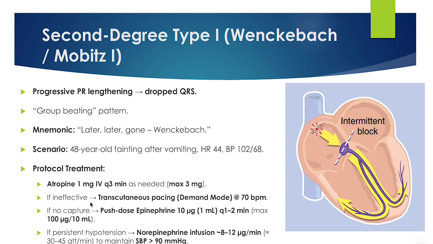So usually they will be bradycardic, and the BP might be stable, might be unstable. We can try atropine for that every 3 minutes if they are showing any signs of instability. And then if it's ineffective, then we can go to transcutaneous pacing. If we have any sort of unsuccessful pacing for any reason, then we can try a push dose epi. And if there is persistent hypotension even with the epi, we can move to norepi to try to maintain that blood pressure as well.